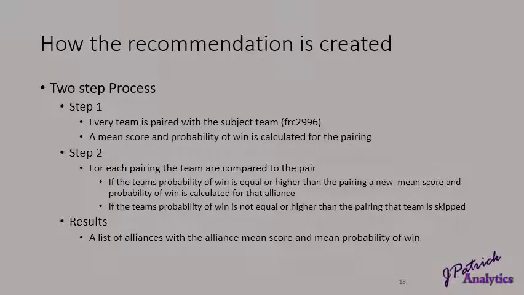The recommendation is built in 2 steps. The first step, the subject team is paired with every other team and the mean and probability to win is calculated. The second step is a little more complicated. The pairing is compared to other teams in the event. If the team would increase or at least keep the mean score the same, the team is added to the alliance. This is done for all the teams, and a list of selections is generated.